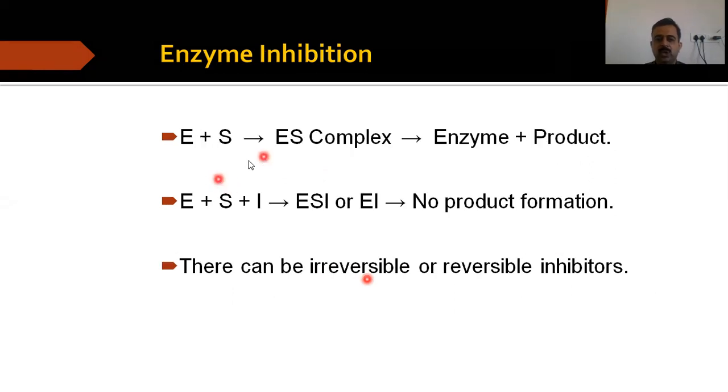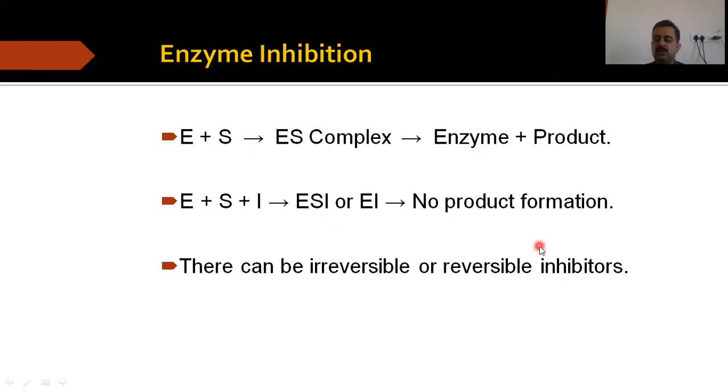For example, we know very well, enzyme E plus substrate gives enzyme substrate complex, which gives enzyme plus product. Now, when we add an inhibitor, what will this inhibitor do? The inhibitor forms a complex, enzyme plus substrate plus inhibitor, ESI complex, or it is also called EI complex, and no product formation will take place. Means the rate of reaction that takes place in this ES complex is being inhibited with the help of the inhibitor. There are irreversible and reversible inhibitors.